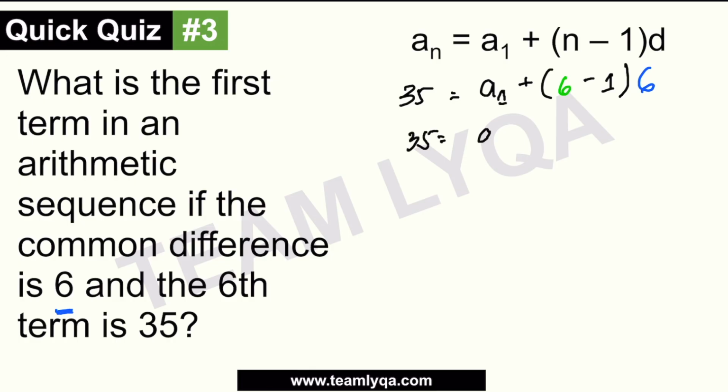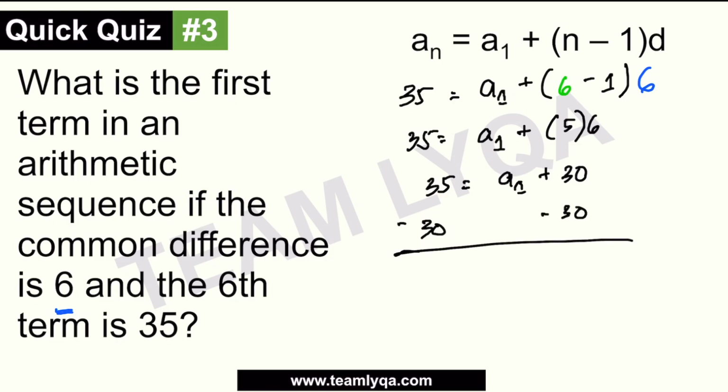35 is equal to A sub 1 plus 5 times 6. So, 35 is equal to A sub 1 plus 30. So, para maiwan yung ating nawawala, gagawin natin minus 30 on both sides na lang. So, we can do it like that. So, this will be 5 is equal to A sub 1 or the initial term. Makakancel kasi ito kasi positive 30 plus negative 30 is 0. So, ang first term natin is 5.